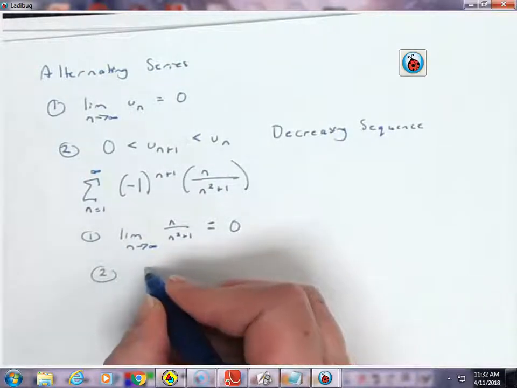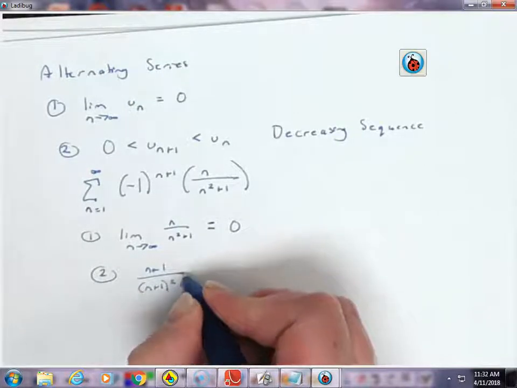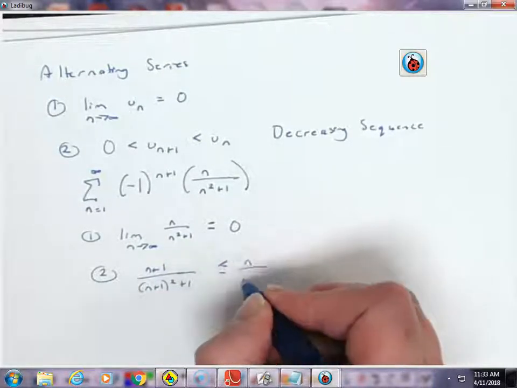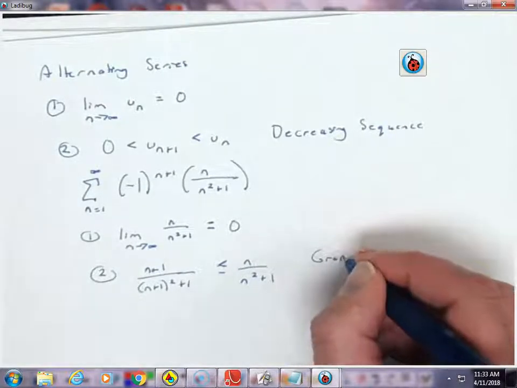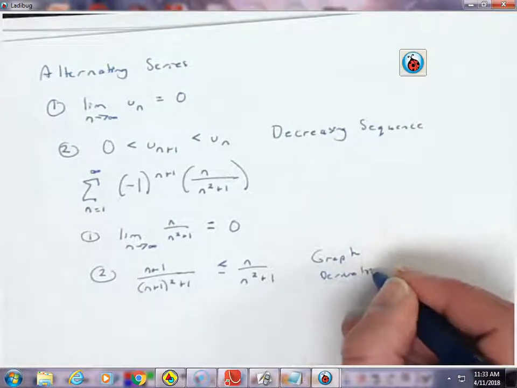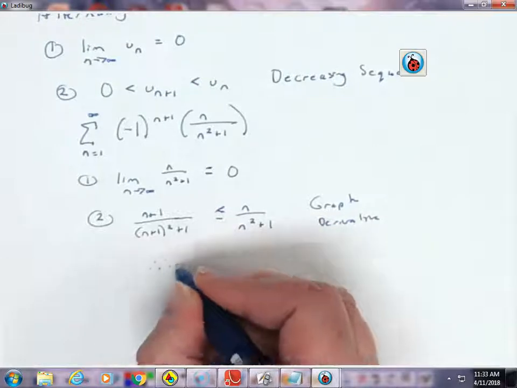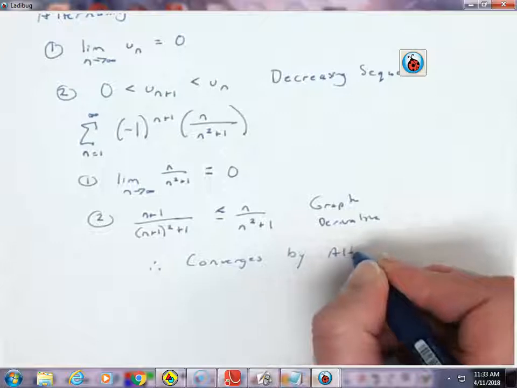You could use your graphing calculator. You could say something like, you think that when you put in the n plus first term, it's going to be less than or equal to just putting in the regular term. That's not really useful unless you can just directly compare and tell that. But if you want, you could show a quick little graph, or you could take a derivative. Okay, so basic methods. But basically, if you can show these two things are true, then you can say that this converges by the alternating series test. Pretty easy.